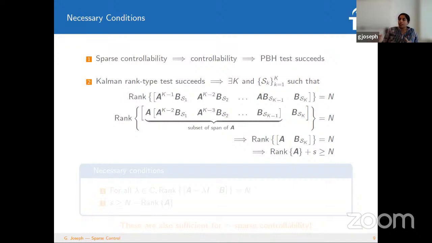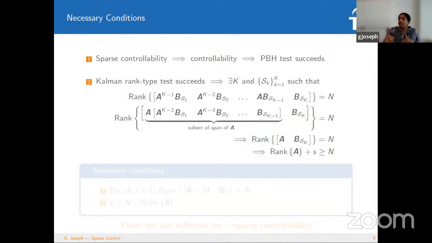The first few columns of this controllability matrix are pre-multiplied by A. So you can see that all the columns are pre-multiplied by A. So you can take that A outside, and then you can see that the span of the first few columns is actually a subset of the span of A. Because you're multiplying A with something else, you cannot increase the span. You'll also reduce your spanning set. So we can replace these first few columns of the controllability matrix with A. By doing that, you only increase the rank. You will never decrease the rank. But this particular matrix can have at most rank N.